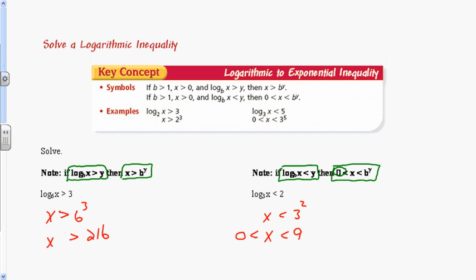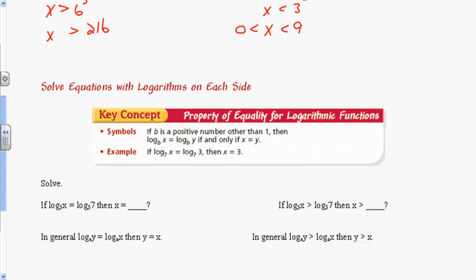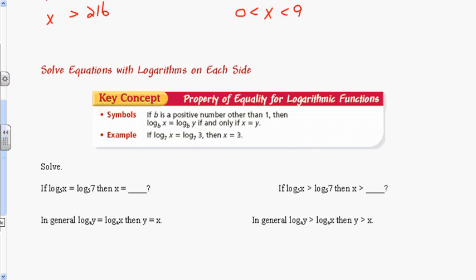And that ends lesson 10.2. This last part here is real quick. It's just the obvious. If you have the same logs, then you can just ignore them, and you have x equals 7. And it works with inequalities as well. x is greater than 7. So we are ignoring the logs just like we ignored the bases. And that now ends lesson 10.2.